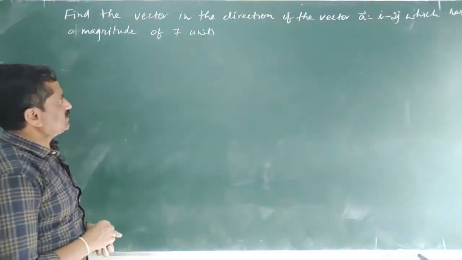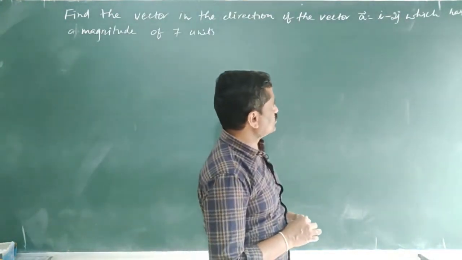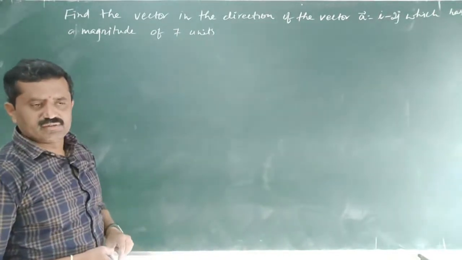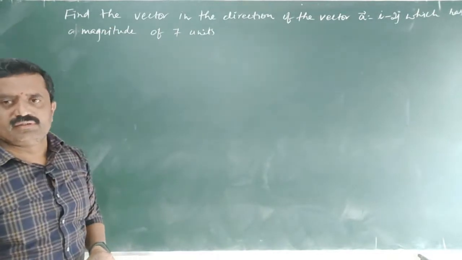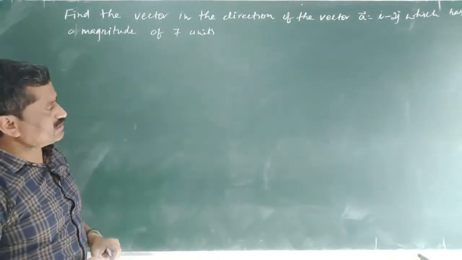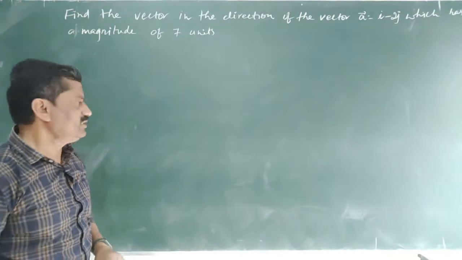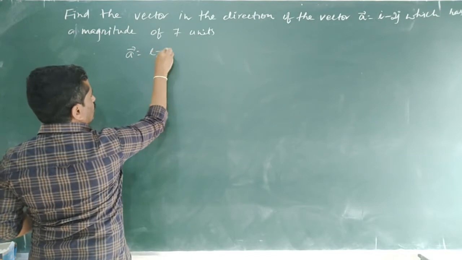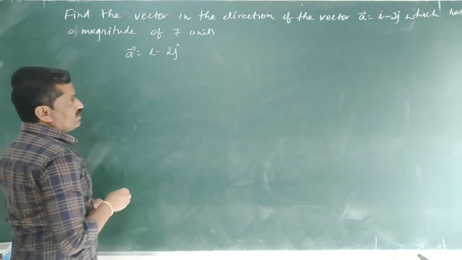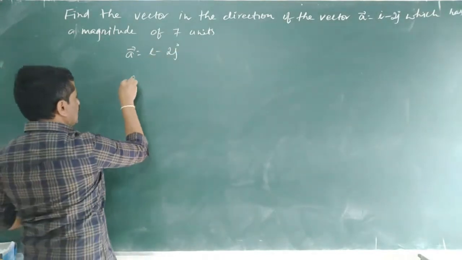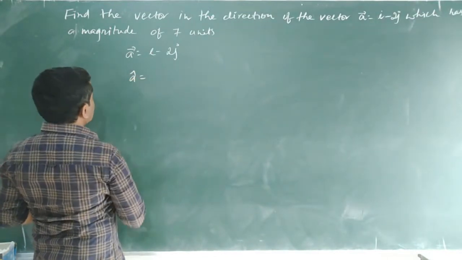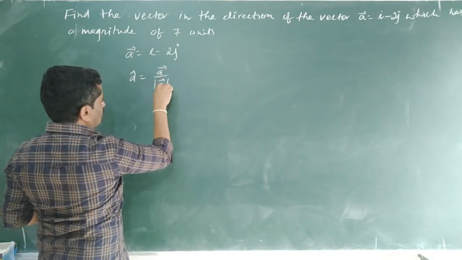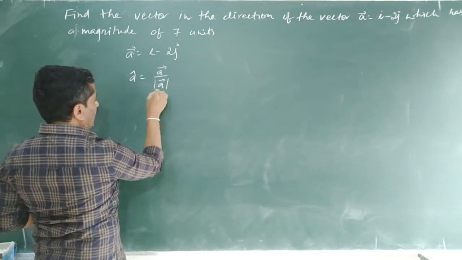Next, find the vector in the direction of the vector A bar is equal to i minus 2j, which has a magnitude of 7 units. So we need to find a vector. So for that we need to find first a unit vector. Here given A bar is equal to i minus 2j. We know how to find a unit vector. So that is A cap is equal to A bar divided by magnitude of A bar. Here we need to find the magnitude of A bar.